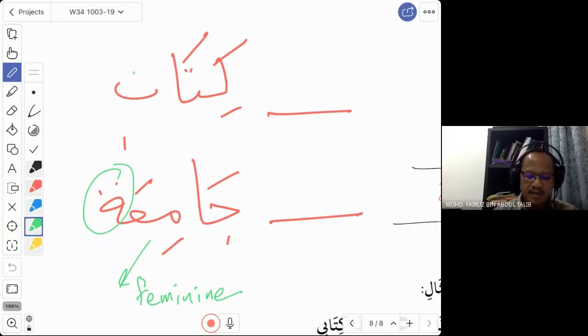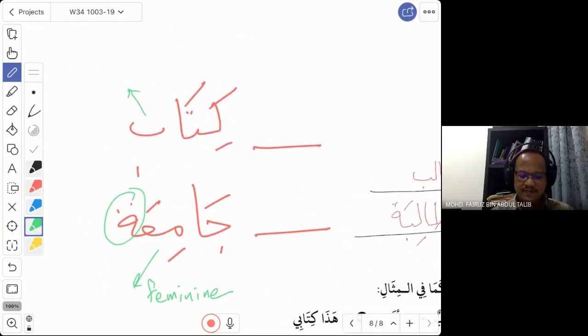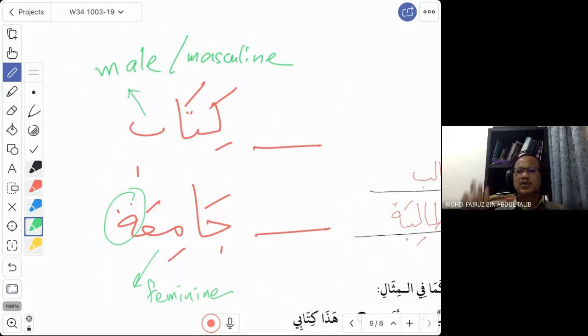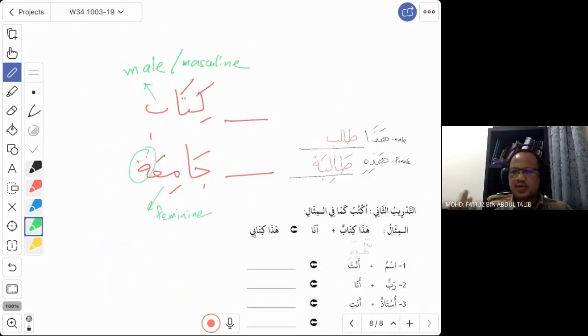What about kitab? Do you see any ta? There is no ta. So since there is no ta marbuta, what is the gender of the word? The gender of the word is male, or masculine. It is a masculine word. So again, it is the word, not the object, not the book itself, but the word kitab. So by looking at whether it has a ta or no ta, you can identify the gender of the word.